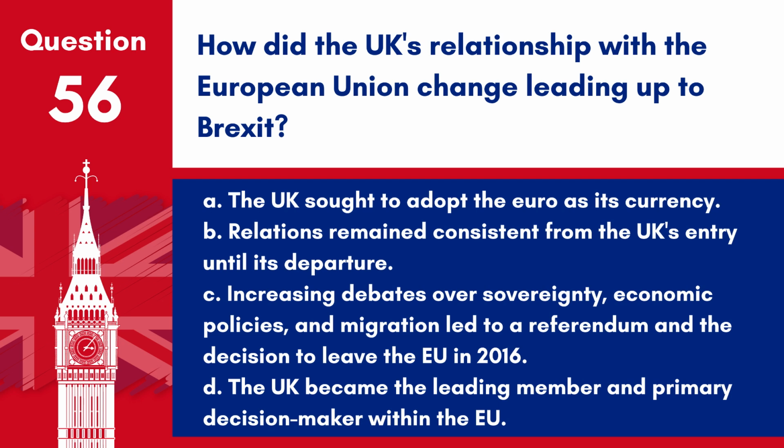Question 56. How did the UK's relationship with the European Union change leading up to Brexit? A. The UK sought to adopt the euro as its currency. B. Relations remained consistent from the UK's entry until its departure. C. Increasing debates over sovereignty, economic policies, and migration led to a referendum and the decision to leave the EU in 2016. D. The UK became the leading member and primary decision-maker within the EU.